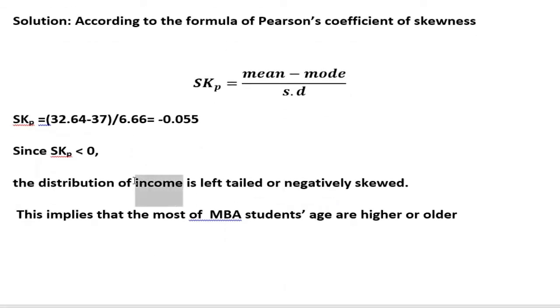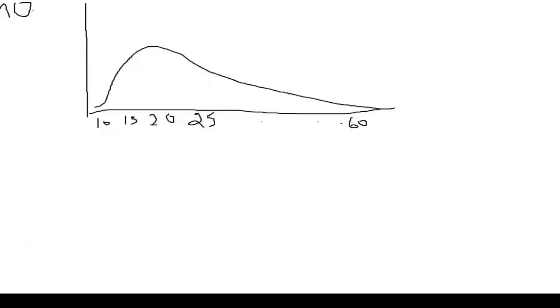That is, you can say, so age, sorry, it will be the age. That is, you can say most of the MBA students are higher in age, or older. It will be easier if you draw this left tail skew data on a whiteboard. Let us draw. We have a whiteboard. Okay, clean it.